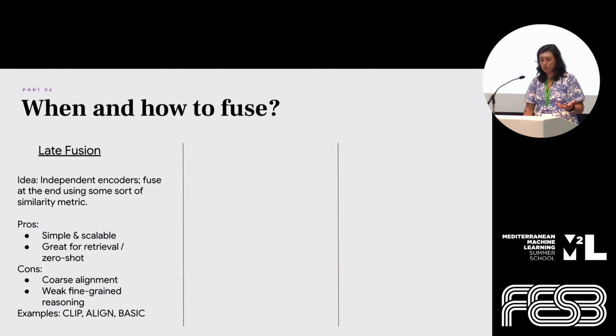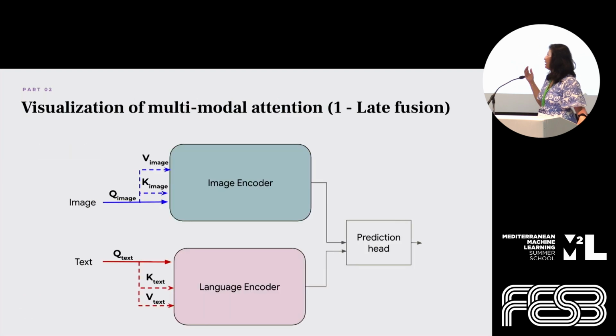So just to visualize what this looks like, I tried to illustrate it here. The query key values from the image and the language pretty much don't interact at all. They only interact at the end through this prediction head, which, for example, in CLIP is a similarity through a dot product, and that's basically all you have. But of course, what kind of fusion you use is very task dependent. It's not a one size fits all situation.